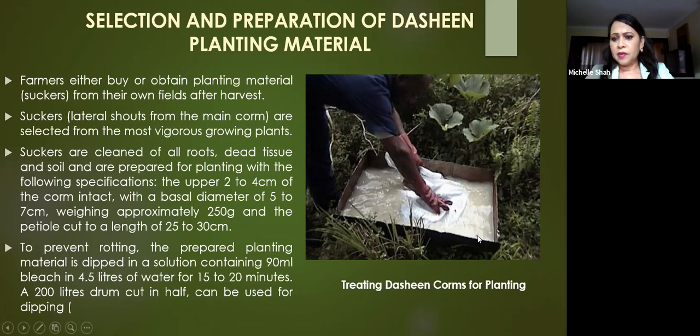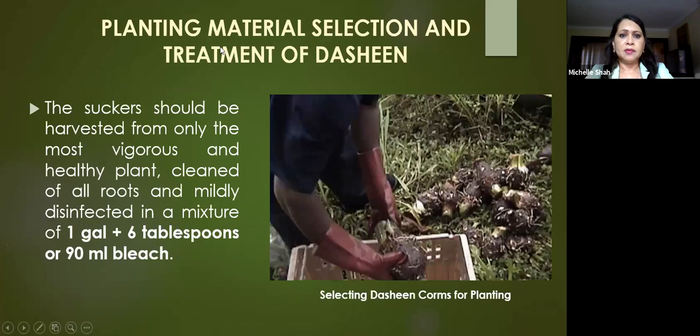So in the field, we have the solution with the bleach being used to treat the combs, and they are also planted in the field. The treatment, planting material selection and treatment: the suckers should be harvested from only the most vigorous plants, cleaned of all roots and mildly disinfected in a mixture of 1 gallon of water and 6 tablespoons or 90 milliliters of bleach. So this is the same mixture for the treatment.